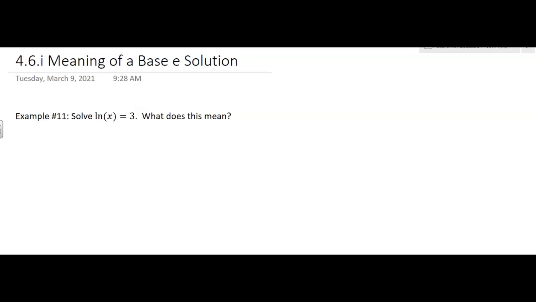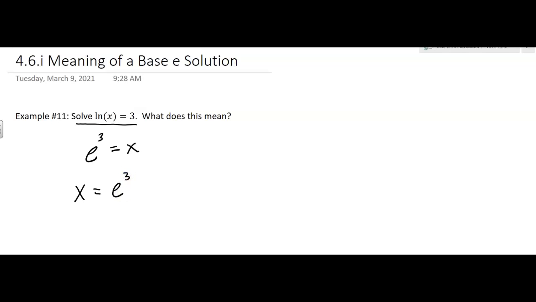Okay, so we have an equation here. Solve natural log of x equals 3. From what we just did in the previous video, we can change it from a logarithmic equation to an exponential equation. So e to the power of 3 equals x. And we've solved it. Yay, we solved it.